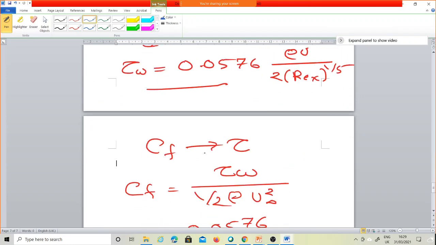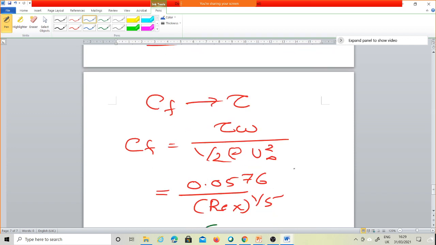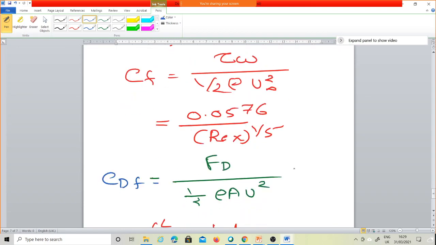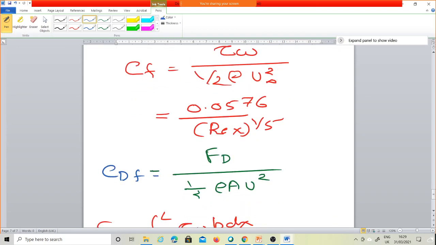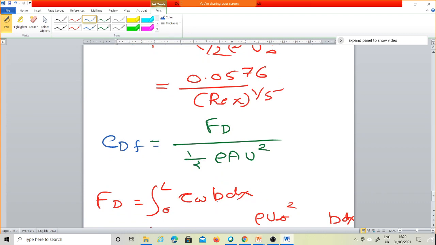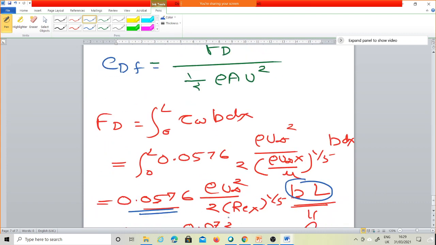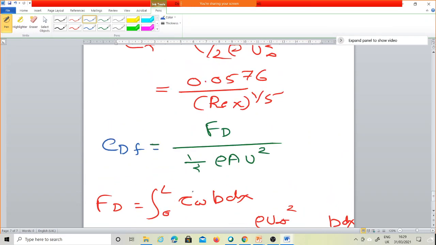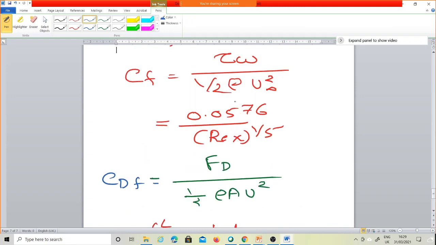If you have the tau stress, then you can divide it by half rho u square, and you will get the local frictional coefficient. If you want to find the total frictional coefficient, you need to find FD. In that case you need to integrate this one, put the values and simplify it. Even if your calculation is wrong, if you follow the expressions and procedures you will get partial marking, but make sure your formation should be like this, and you need to be familiar with that, okay?